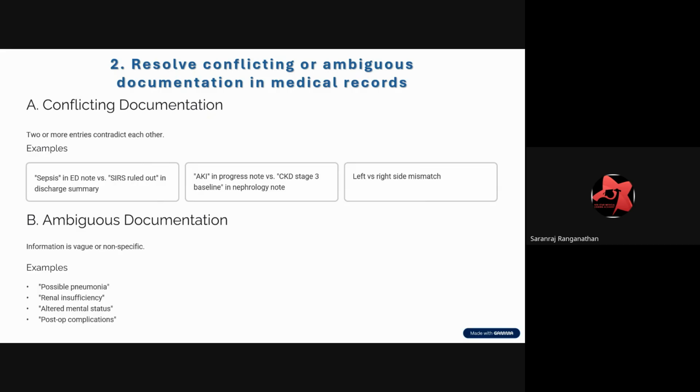Medical necessity is not available. Without medical necessity, we are admitted. Based on the discharge, we cannot. That is the reason they have added these particular guidelines, the POA guidelines, present on admission guidelines. They added them to avoid this kind of scenario. This is about resolving conflicting or ambiguous documentation in the medical record.